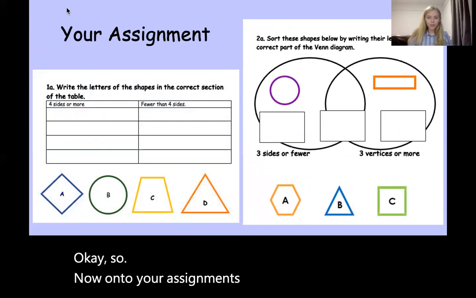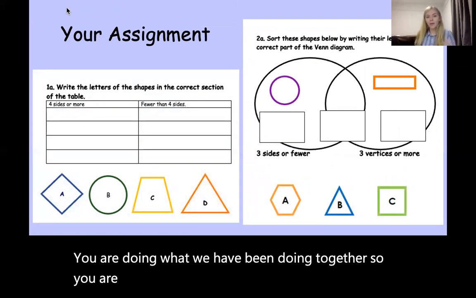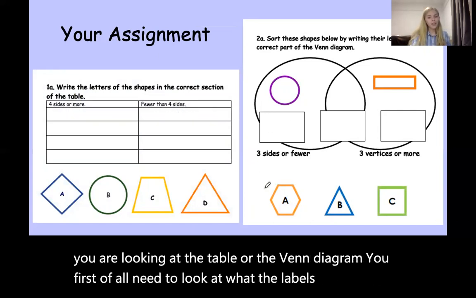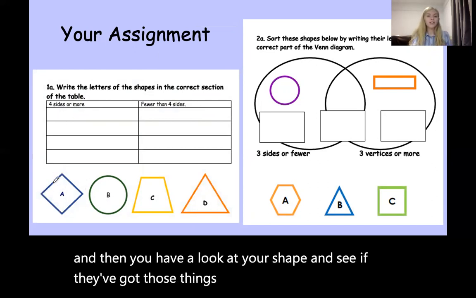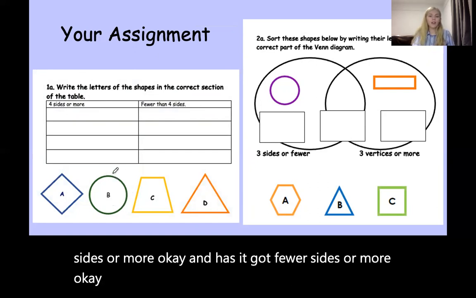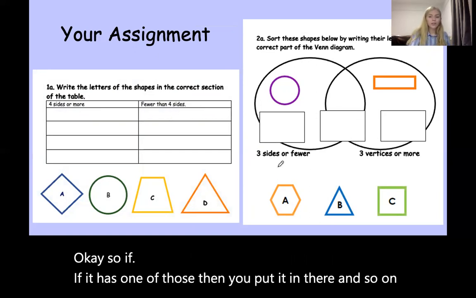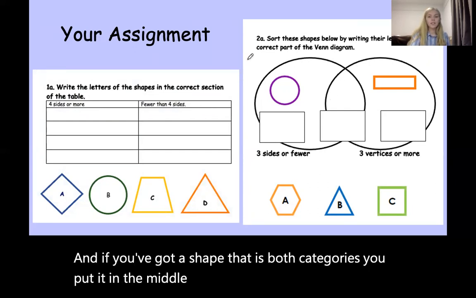Okay, so now onto your assignment. You are doing what we have been doing together. You are looking at the table or the Venn diagram. You first of all need to look at what the labels are asking for, and then you have a look at your shape and see if they've got those things. So has shape A got 4 sides or more? And has it got fewer sides or more? If it has one of those, then you put it in there and so on. And if you've got a shape that is in both categories, you put it in the middle. And if it's neither, then you put it on the outside, just like we've been doing.